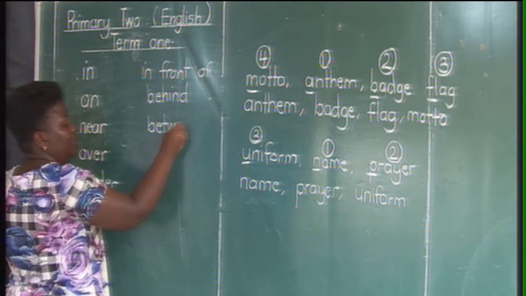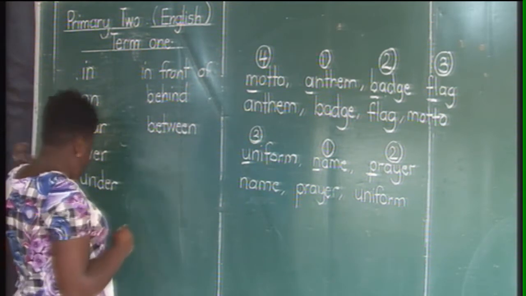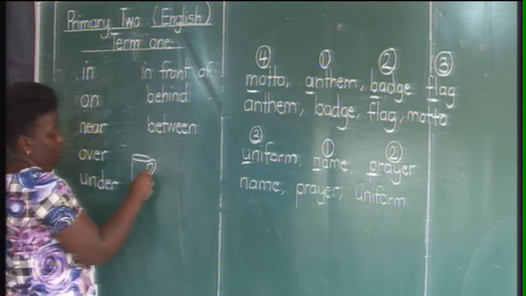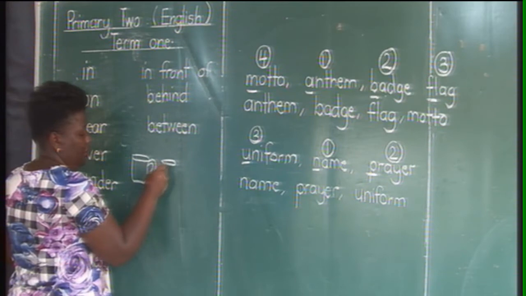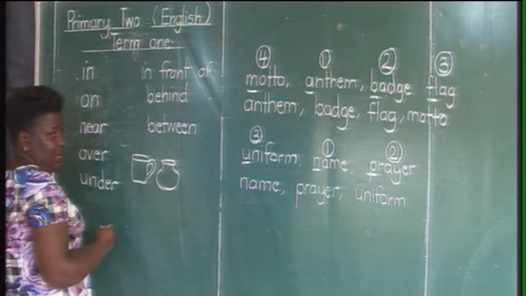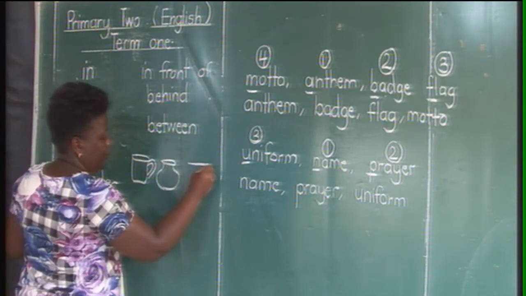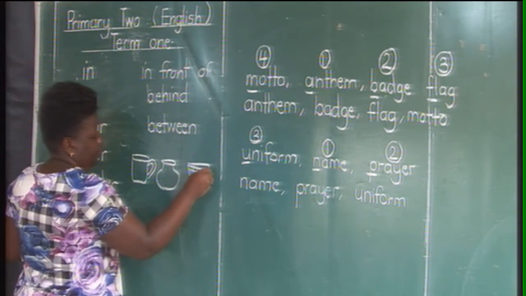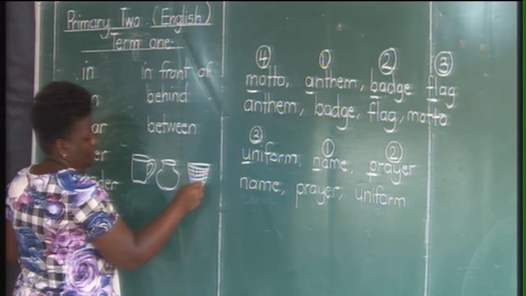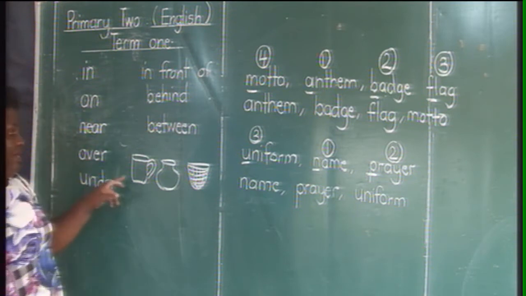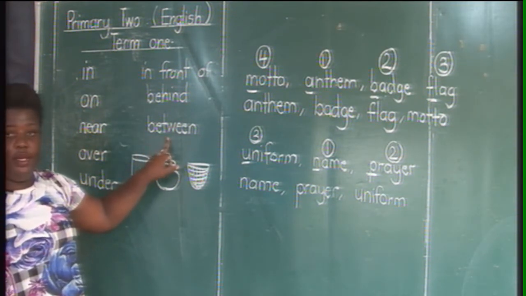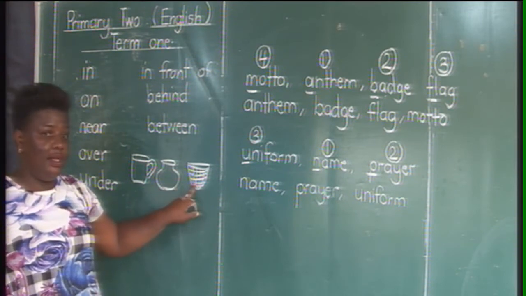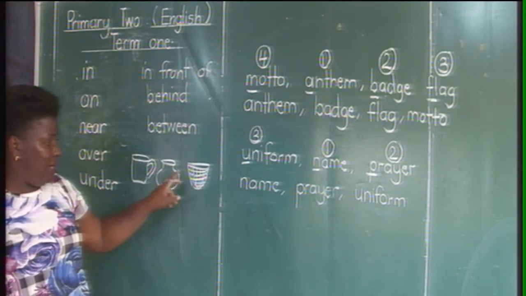and this works when you're talking about 3 items. For example, I have my cup here, I have my pot in the middle, and then I have my tin. No, let me draw a basket. I have my basket here. Where is the pot? That's when we use between. The pot is between the cup and the basket.